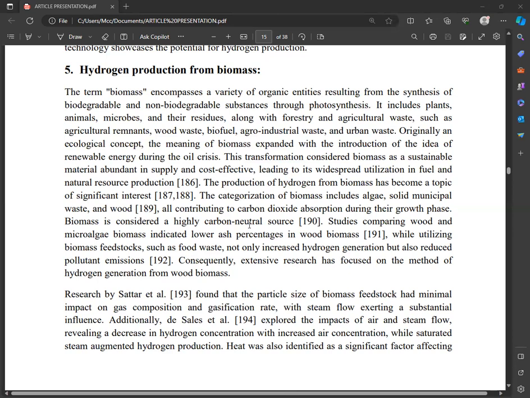The categorization of biomass includes algae, solid municipal waste, and wood. They all contribute to carbon dioxide absorption during their growth phase. Biomass is considered a highly carbon neutral resource, and studies say that comparing wood and microalgal biomass indicates a lower ash percentage in wood biomass.